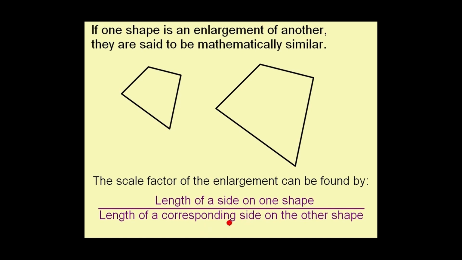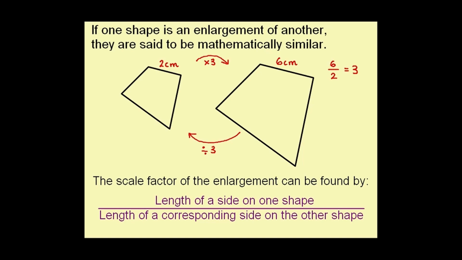It looks really complicated, but all it means is that if I was told that this side here was 2 centimetres long, and this side was 6 centimetres long, then to find the scale factor of the enlargement, I would do the 6 divided by the 2, and that gives me 3. So I know that to get from this shape to this shape, I always multiply by 3. To go the other way, I divide by 3.